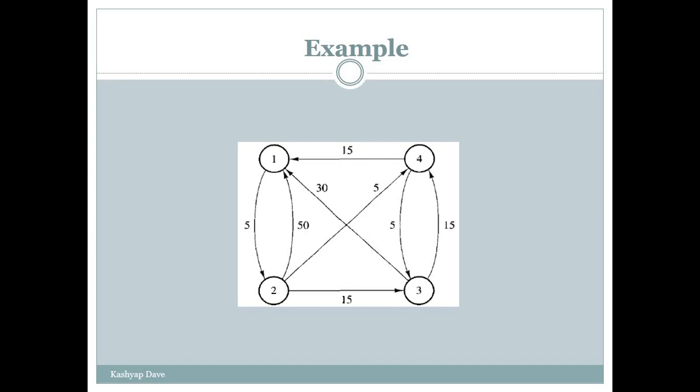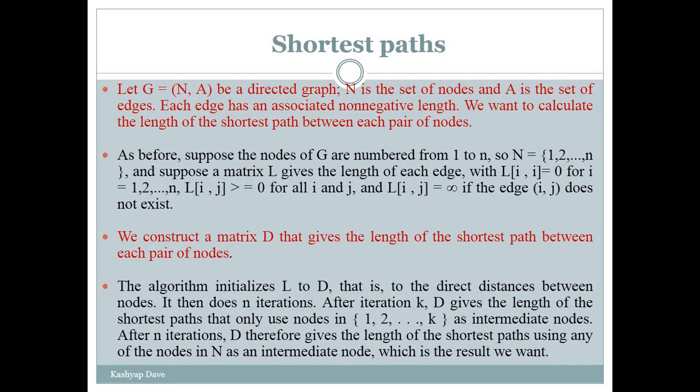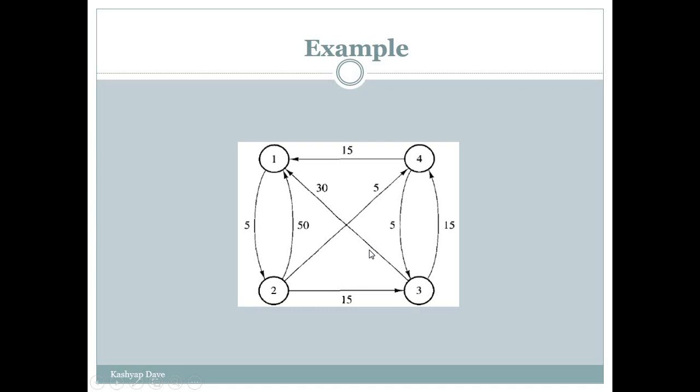Okay, so for it we will need a matrix. That matrix will be named D. In that matrix we will store different shortest paths of our graph. Okay, so this is the description. That description we will understand by an example. Okay, so here we have this example. For this example we will have to find shortest path.